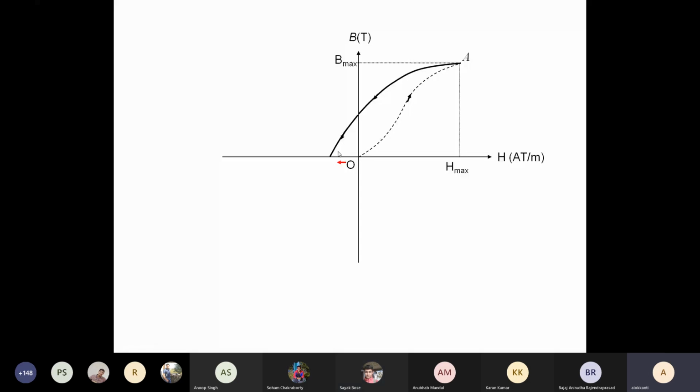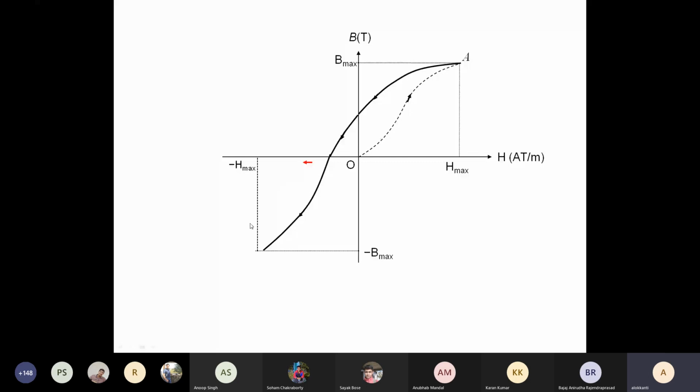And if we keep on changing H, going further negative up to a certain H max, minus H max, so this was plus H max, we go up to minus H max. Then it follows again the saturating characteristics in the opposite direction. It is basically the same core where the magnetization is taking place, but in the other way. So it reaches some minus B max.